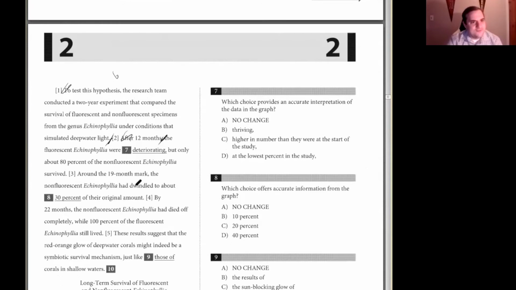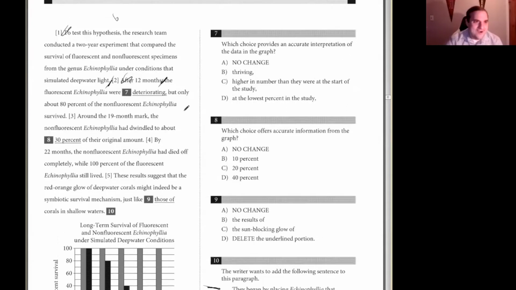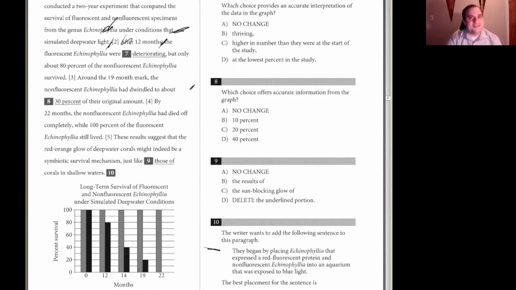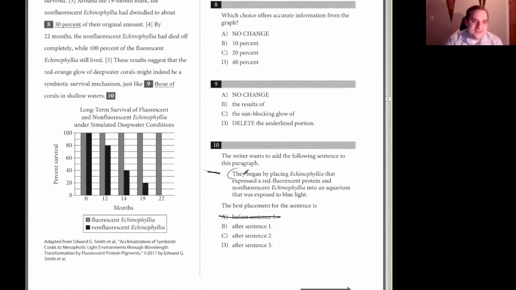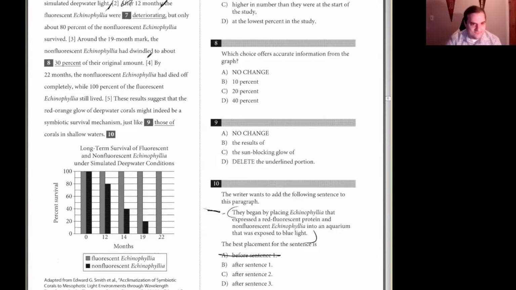After 12 months, okay, I believe we found a massive gap, and this is where it's going to go, right? We went from this is what they're going to do to 12 months later, and this starts with "they began by doing this." This sentence is the natural link between these. This is how they were going to test the hypothesis. This is what they did after 12 months. The answer there is B.